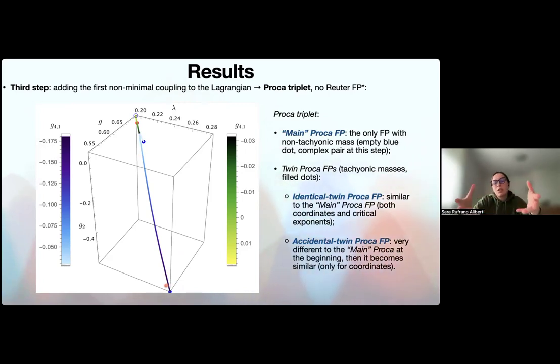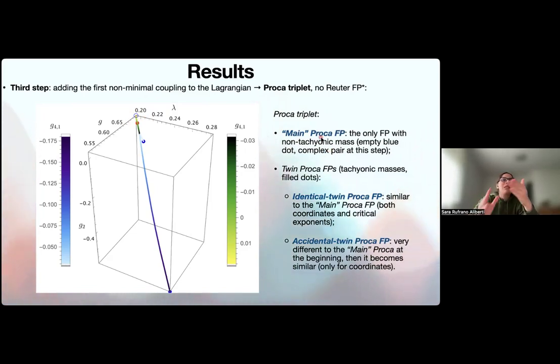Now, you could say, well, you're talking about similarities and differences, comparing a complex conjugate pair given by the main Proca fixed point. You're talking about non-tachyonic mass when we have a complex number for the tachyonic mass, and you're comparing these complex numbers with two real fixed point solutions. Well, because the main Proca fixed point only at this step is given by a complex conjugate pair, because starting from the next step, it becomes real, and I'm going to show you in a moment how we determine the change of behavior of the main Proca fixed point from the third to the fourth step.